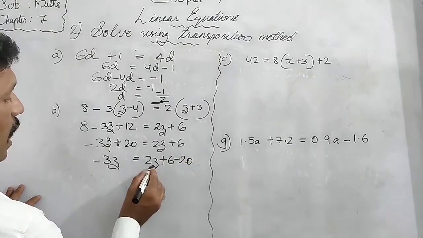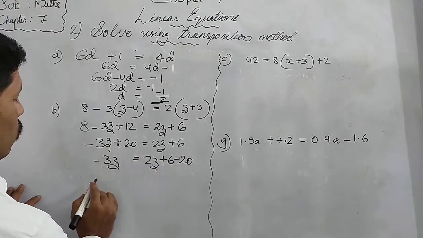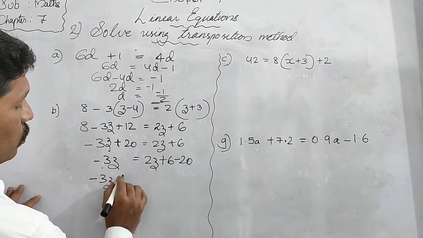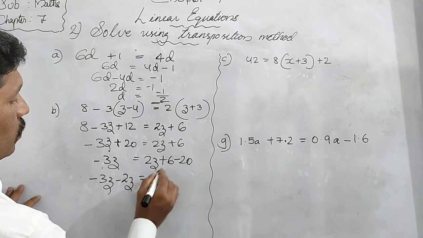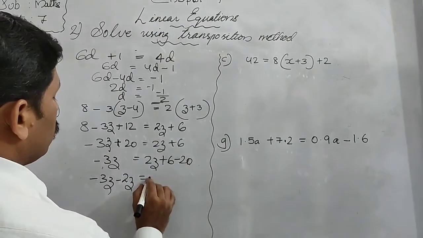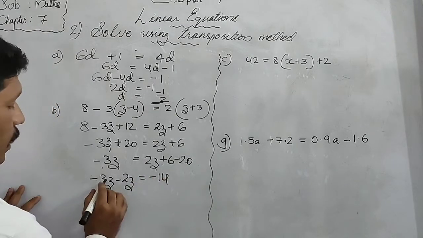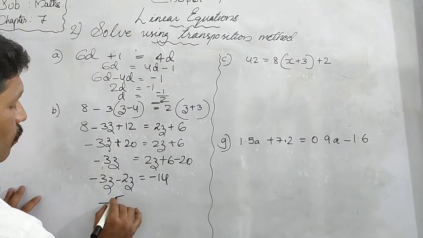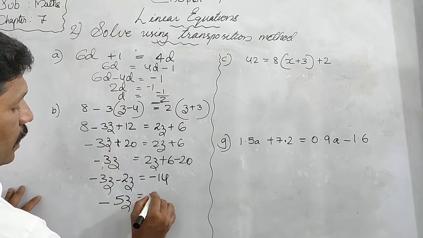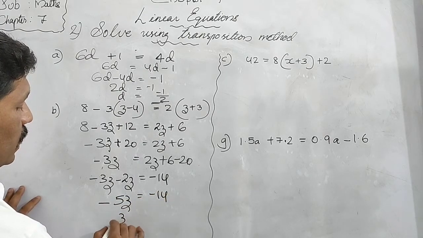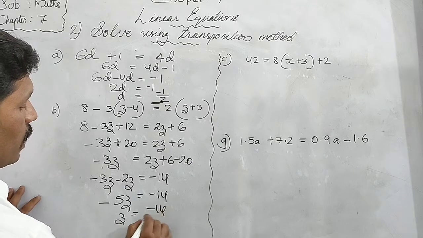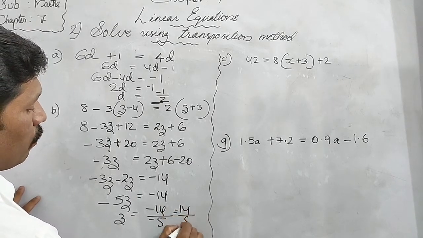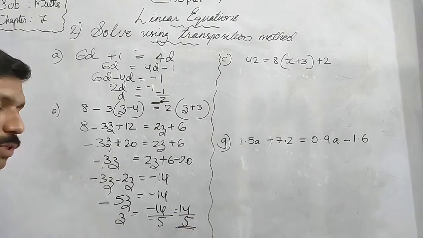And at the same time, I shift this to the other side. Then this negative 3z, when it comes to this side, also changes, to negative 2z... so negative 3z minus 2z is equal to 6 minus 20, which is negative 14. So 3 plus 2 is negative 5z. Negative 5z is equal to negative 14. Therefore, z is equal to negative 14 upon negative 5, that is equal to 14 upon 5. I think, students, you understood this question.